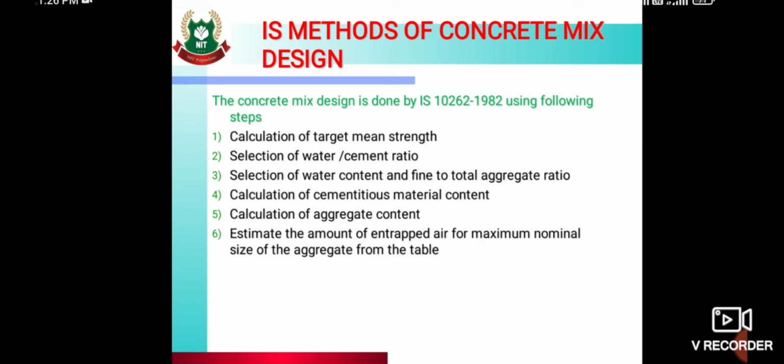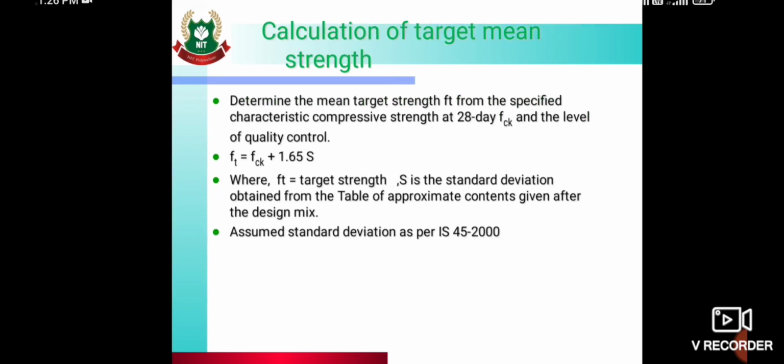Here we will see the steps one by one. The first step is calculation of target mean strength. In determining the target mean strength, we need the compressive strength for 28 days, FCK, and the level of control. The formula given here is Ft = FCK + 1.65 S. Using this formula we calculate the target mean strength, where Ft is the target mean strength, FCK is the compressive strength for 28 days, and S is the standard deviation obtained from the table.